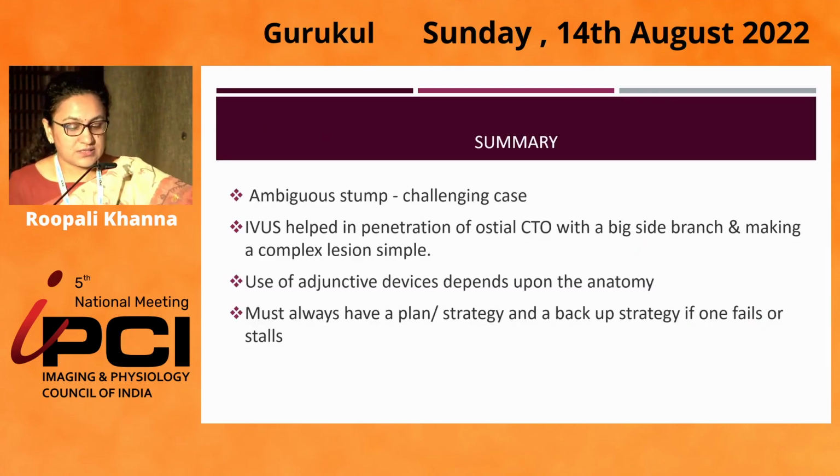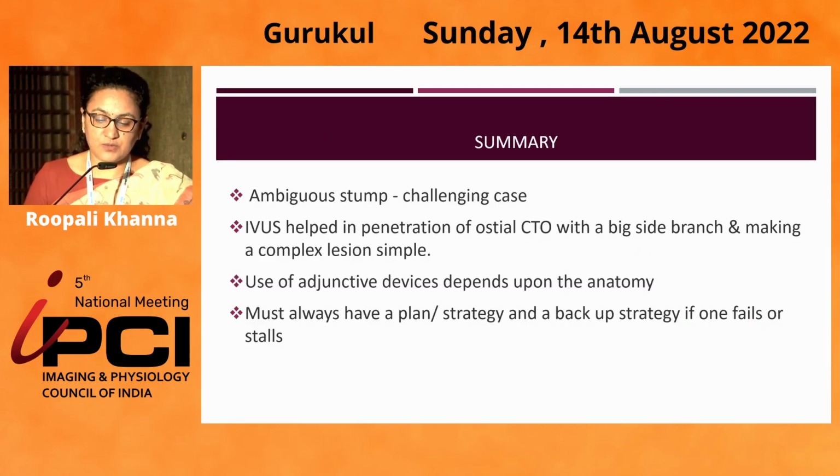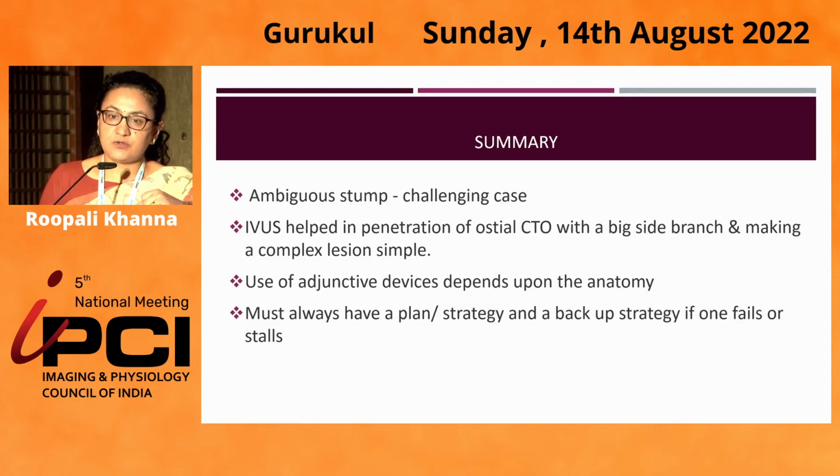So summarizing this case, this was a challenging case of an ambiguous stump, but IVUS helped us in going to a true lumen to lumen entry in this case, and by simple IVUS guided entry, we were making a complex lesion simple. So use of adjunctive devices depends upon the anatomy, and we should always have a plan and a backup strategy if one fails or stalls.